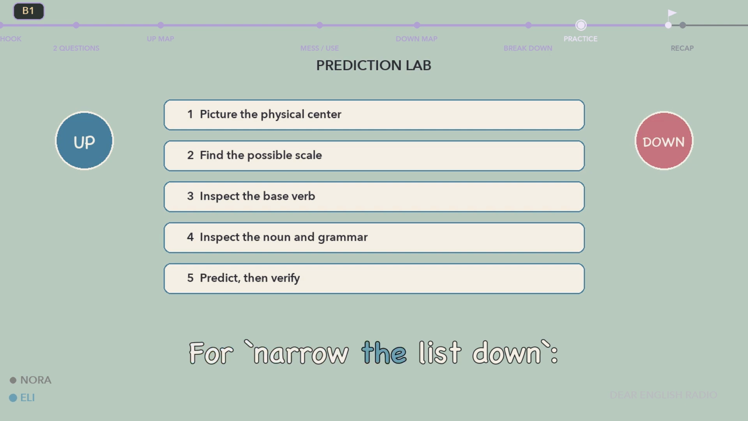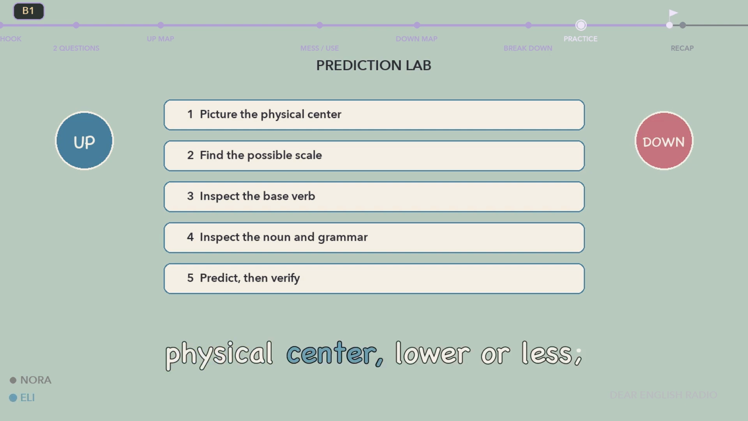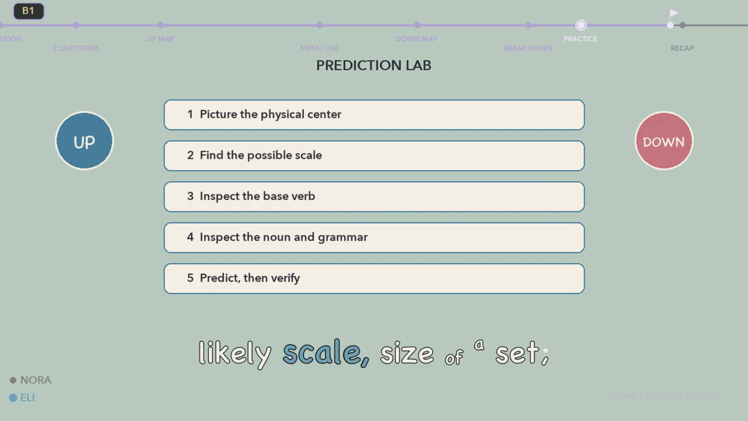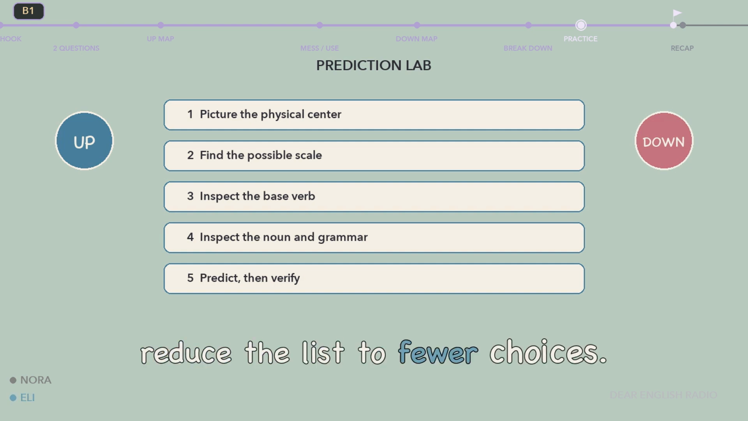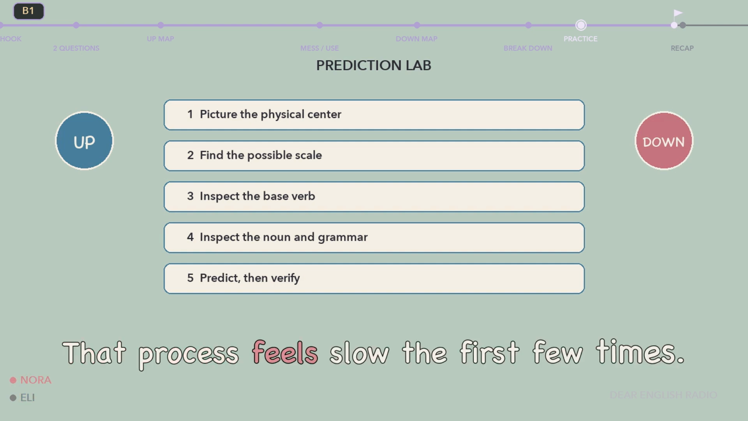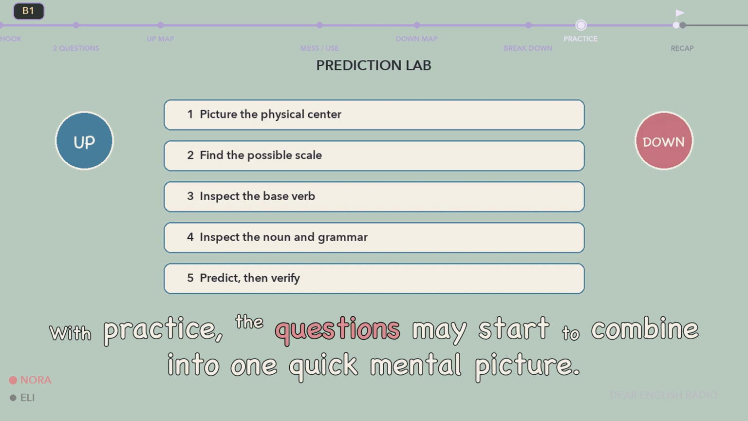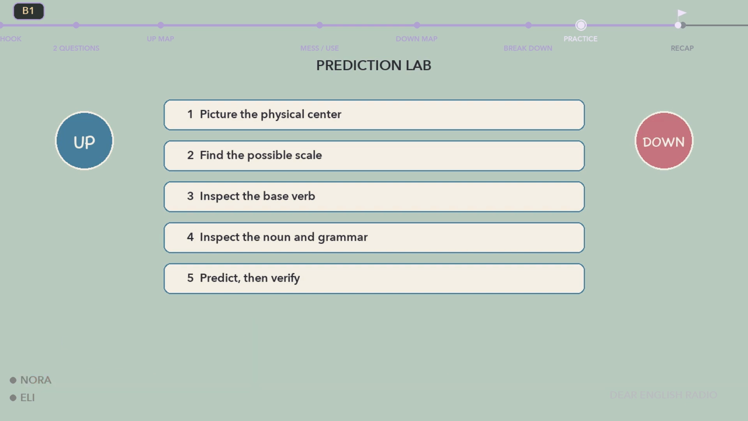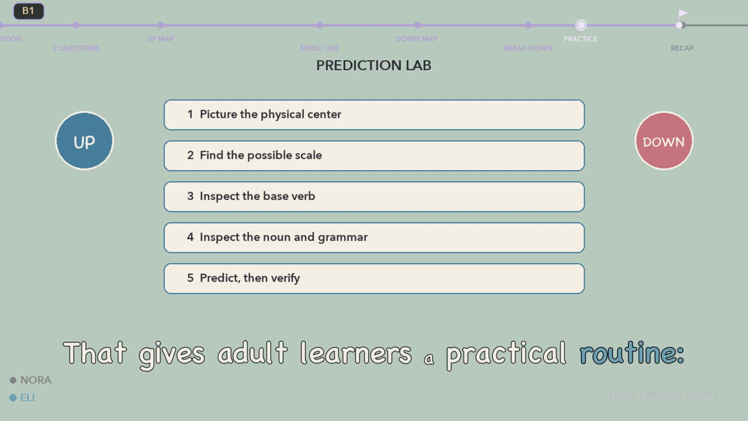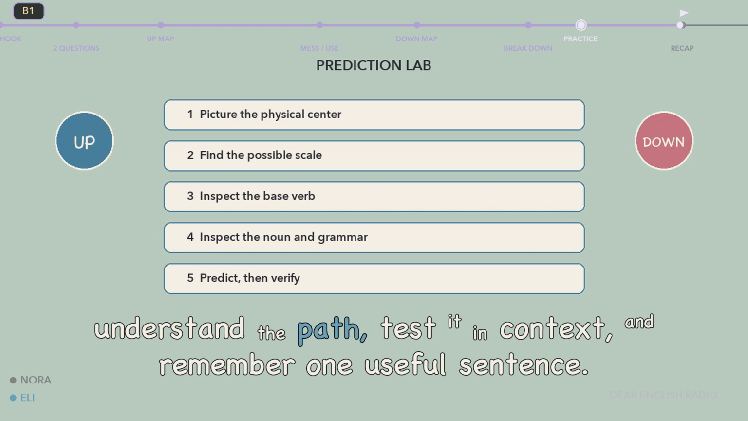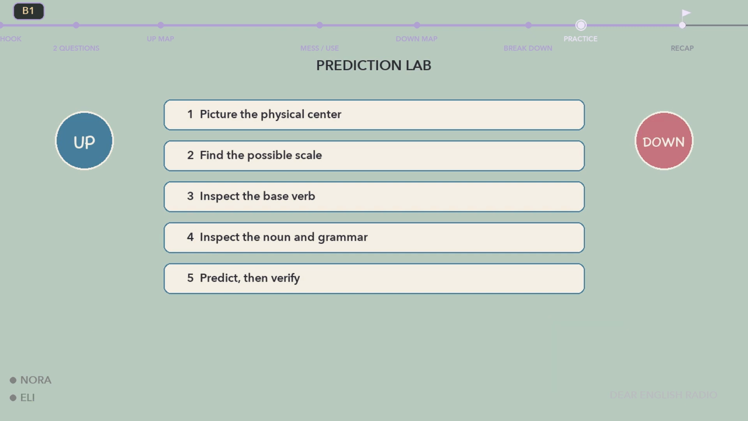Narrow the list down. Physical center, lower or less, likely scale, size of a set, base verb, narrow. Prediction, reduce the list to fewer choices. That process feels slow the first few times. With practice, the questions may start to combine into one quick mental picture. That gives adult learners a practical routine. Understand the path, test it in context, and remember one useful sentence.